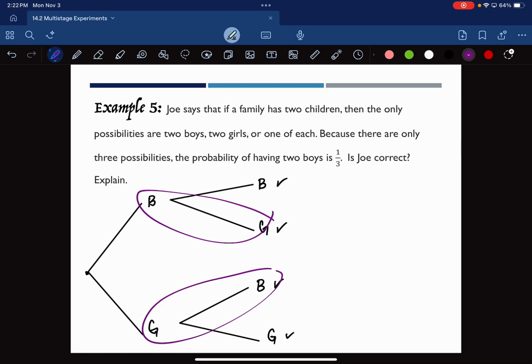Y'all with me? So let's actually put those diagram pieces in where we have our probabilities along the diagram. So we got the 1/2 here, and then we have it up here, here, and here, right? It's all 1/2s. So let's multiply along every branch and write the probabilities at the end. What is the probability of having a boy and then a boy?